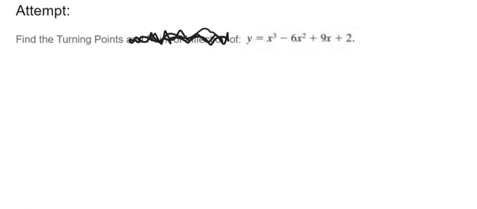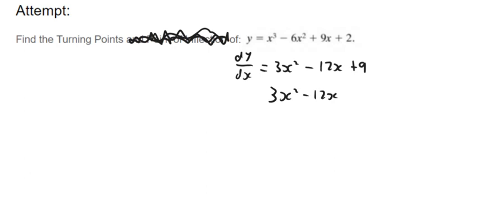Right, so let's just differentiate it anyway. So that's always going to be the first thing we have to do. So we get 3x squared minus 12x plus 9, and then the 2 will be gone when you differentiate it. So I'm going to let that be equal to 0 then. So let's just solve it. So I can divide across by 3 here. So x squared minus 4x plus 3 is equal to 0.